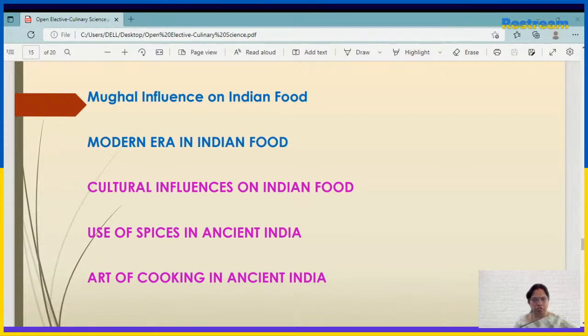They also married Rajput queens, and so there also cross cuisine happened. Then came the advent of other people entering into the Mughal era. So this brought changes in the foodstuffs. Then the modern era in Indian food. The modern era in Indian food is a combination of different cuisines.